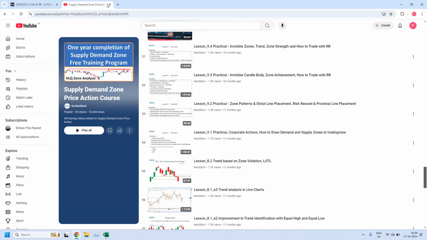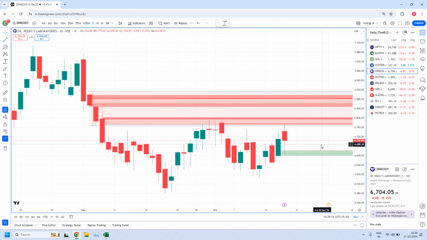Okay, now let's get into the analysis discussion. In yesterday's end of the day report, we identified 10 high liquidity zones with the help of NeoStock software, from the daily and 75 minutes time frames. Out of those 10, we got 2 trades.